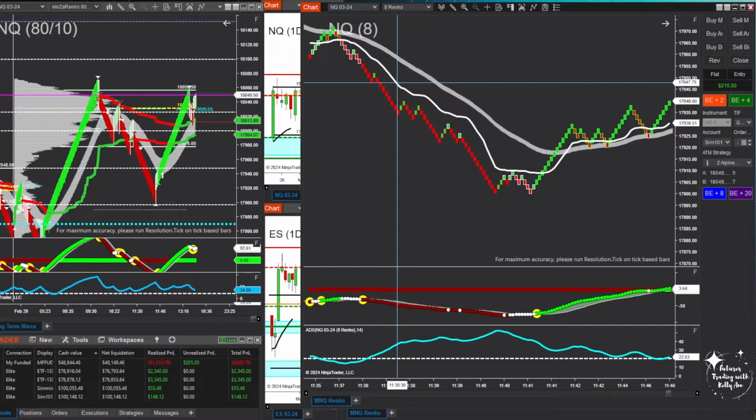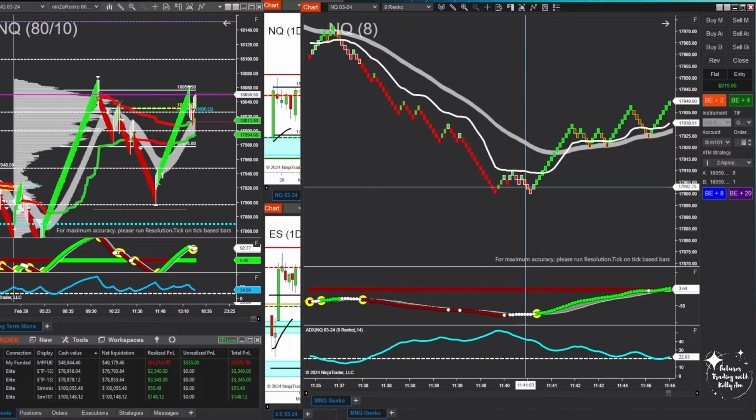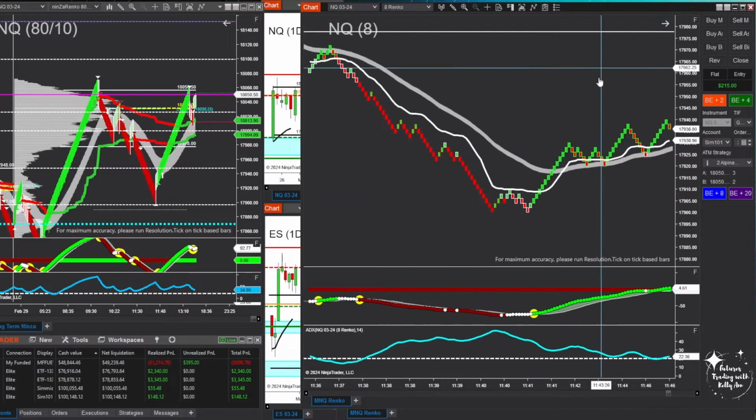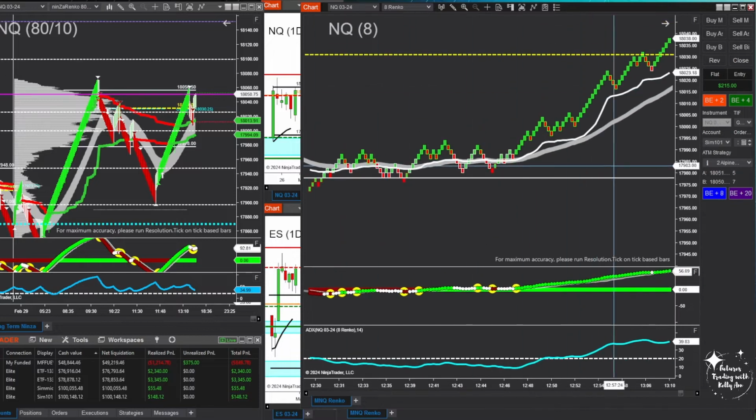One. Here. One. Two. Three. That's it. And that entry would have stopped you out. So three in a run. Those are the rules. It's a really easy strategy.